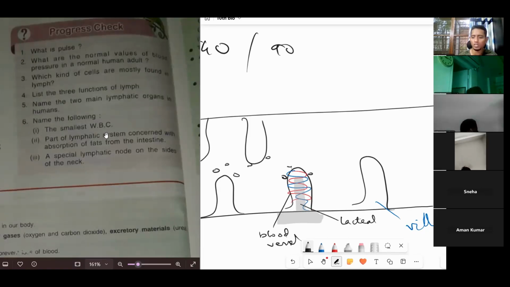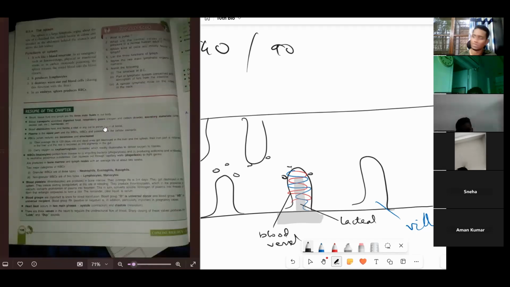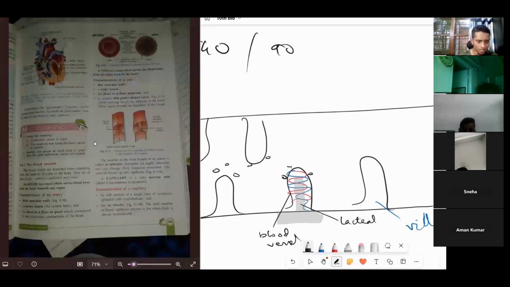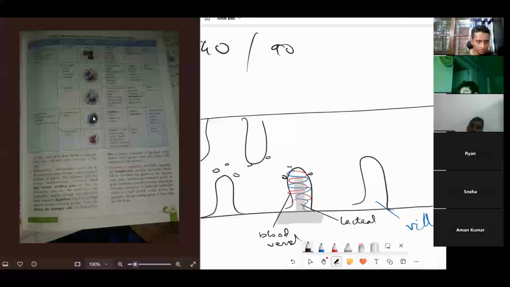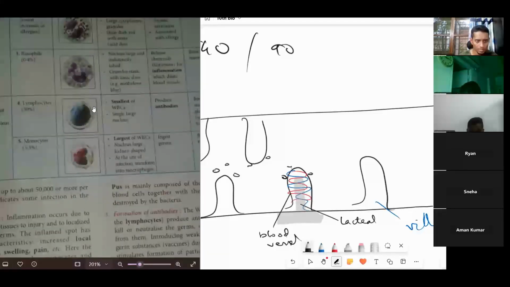Okay, name the smallest WBC. We just saw it now. Monocyte. Lymphocyte. Right, lymphocyte is the smallest of the WBCs. Monocyte is the largest.